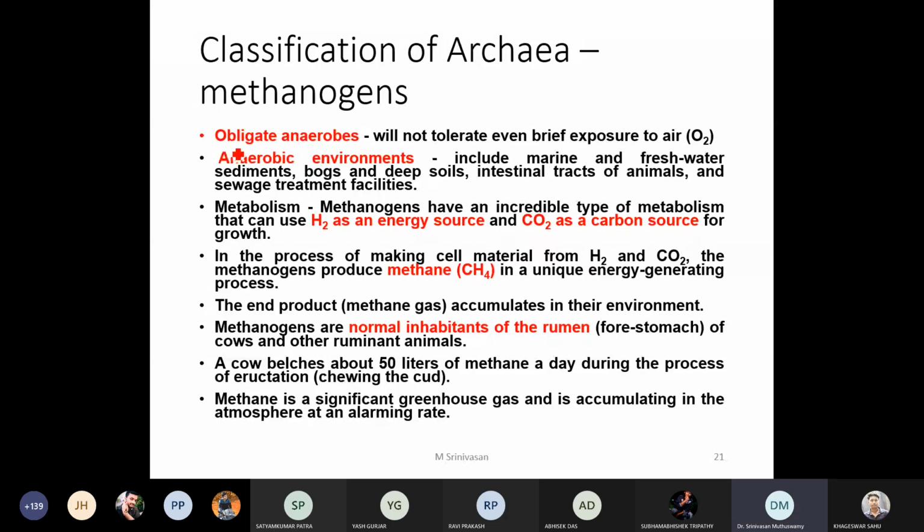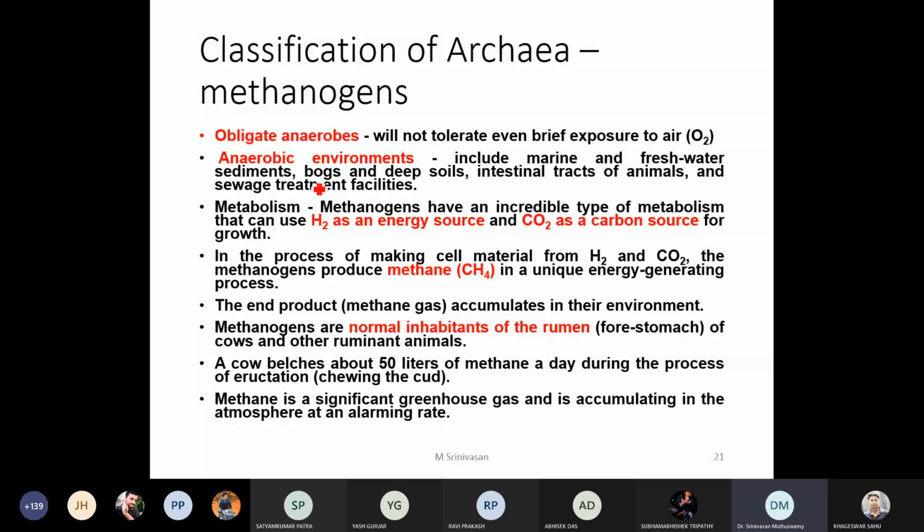So as I said already, they are obligate anaerobic organisms. They will not tolerate even a brief exposure to oxygen. In the cow's intestine, they do not have oxygen. Even in the human intestine, we do not have the methanogens, but we have bacteria that are anaerobic in nature. They are normal bacteria, not archaebacteria. Those bacteria survive in our intestine, which provides them the anaerobic condition.